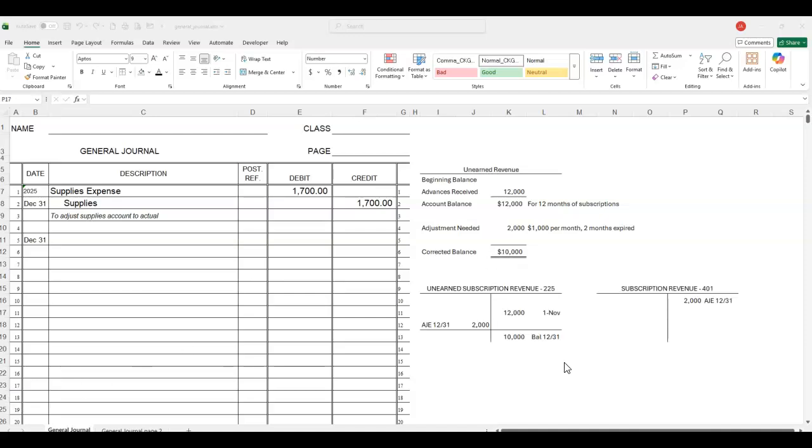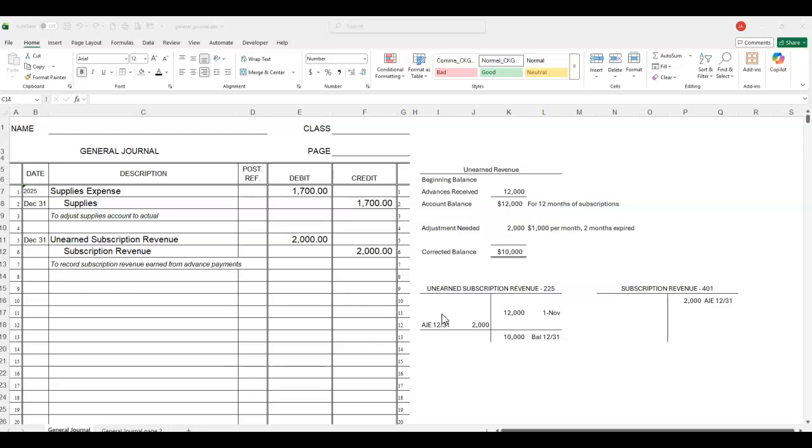One more time, looking at it as a T account situation. Here we have unearned subscription revenue, the liability, and subscription revenue, the revenue account. We received $12,000 on November the 1st, and that is for 12 months worth of subscriptions. At the end of December, 2 of those months have expired, and so we have earned $2,000, or 2 months worth of that subscription revenue, because we've provided those subscriptions to the purchasers. So that $2,000 is debited to the unearned account, to the liability account, and credited to the revenue account.